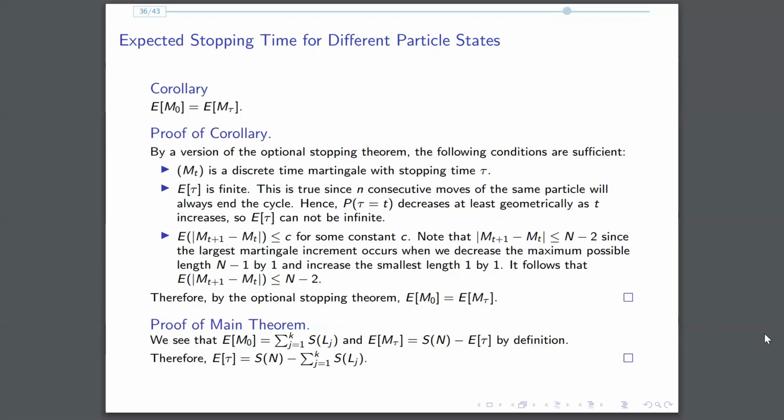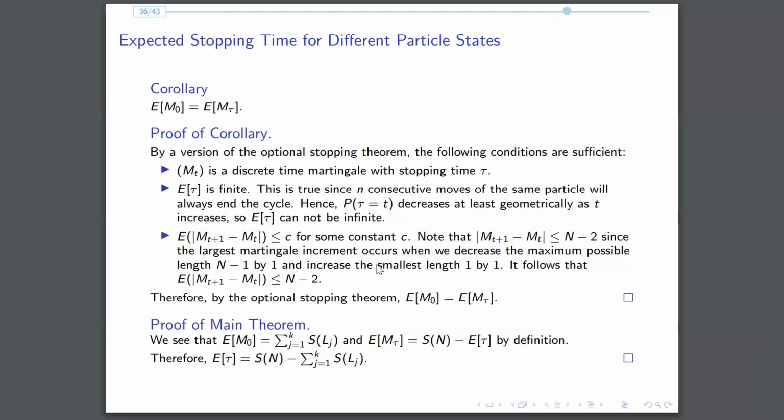This is true since n consecutive moves of the same particle will always end the cycle, since it goes around the cycle and coalesces with all the particles. Hence, the probability that tau equals t decreases at least geometrically as t increases, so the expected value of tau cannot be infinite. The third condition is that the expected value of the absolute value of martingale increments is bounded above by some constant c.